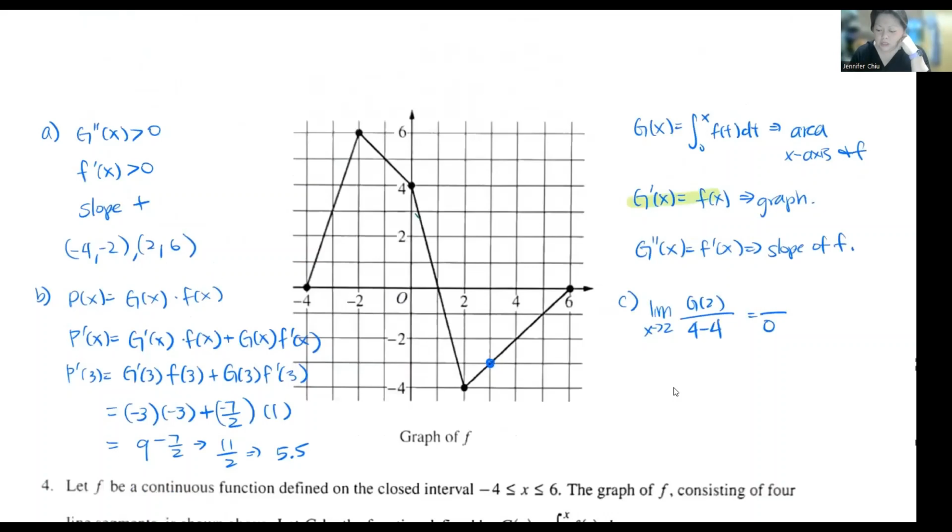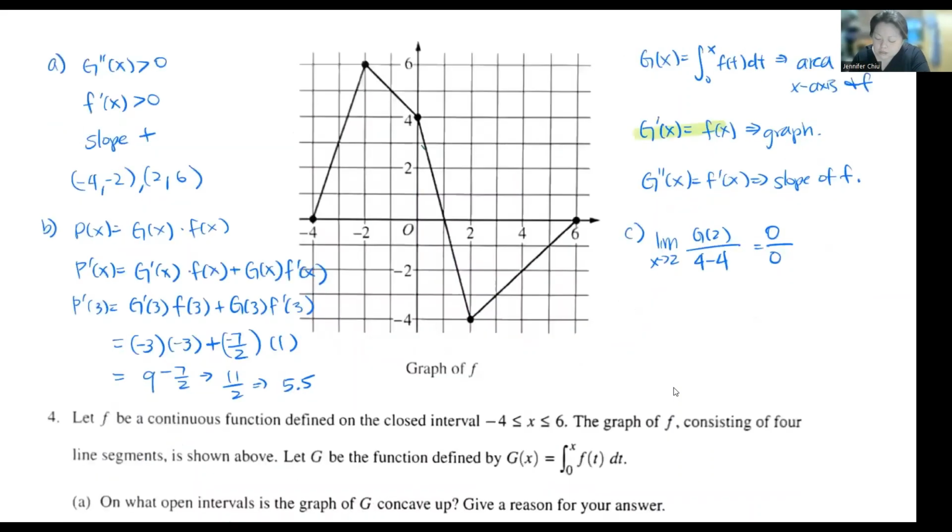Well, again, based on this relationship up here, g of 2 equals the integral from 0 to 2 of f of t dt. So I'm looking for the area from 0 to 2 between the function and the x-axis, which we previously discussed is 0 because the positive and negative cancel each other out. So I get 0 over 0. Oh, 0 over 0, that is indeterminate form. Remember, that is going to be using L'Hopital's because that doesn't work.